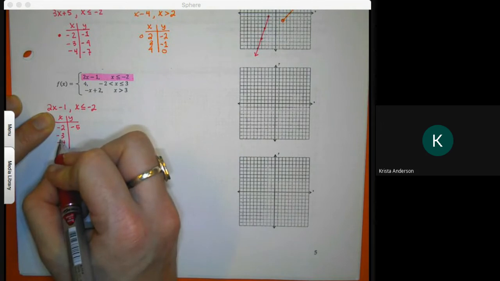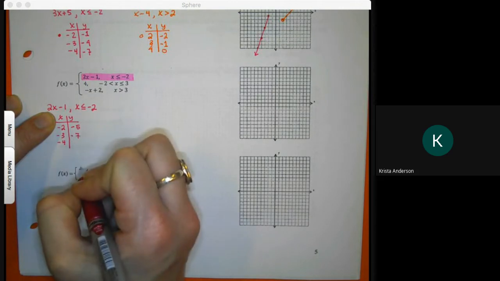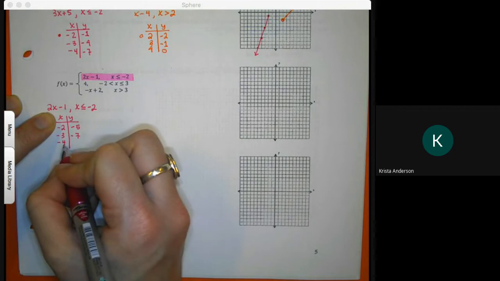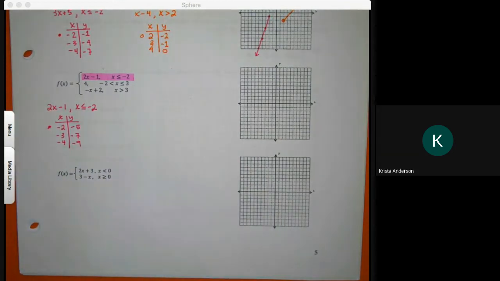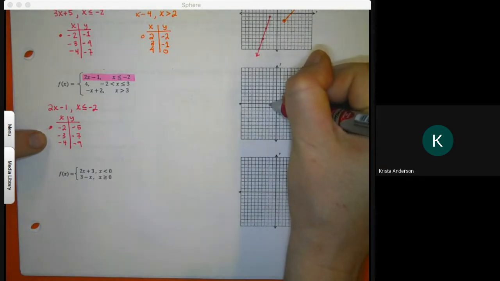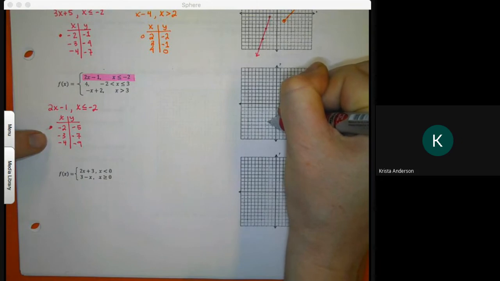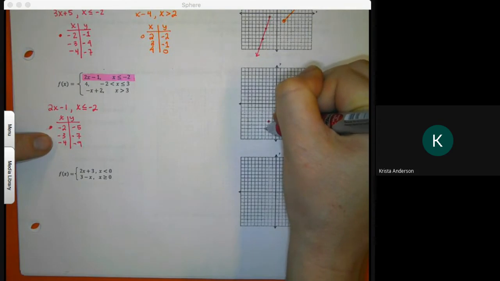Plug a -3 in. -3 times 2 is -6. -6 minus 1 is -7. -4 times 2 is -8. Minus 1 is -9. -2: 1, 2, down 5. 1, 2, 3, 4, 5. Closed dot. 3 is down 7. And then 4 is down 9.